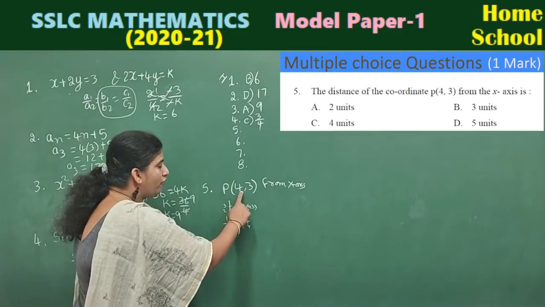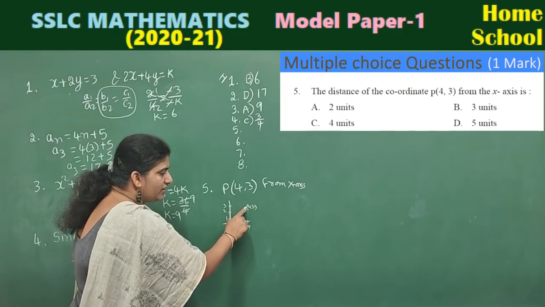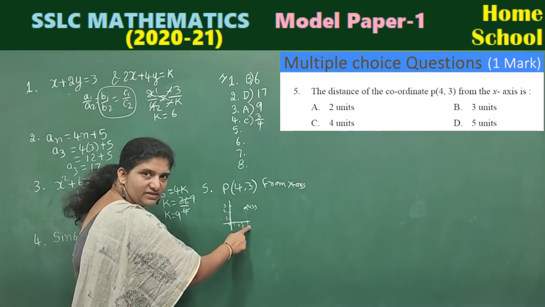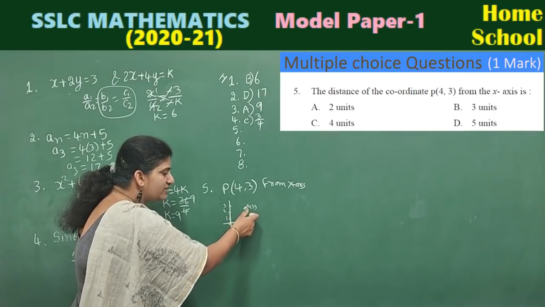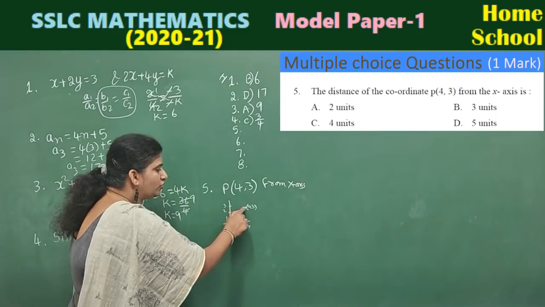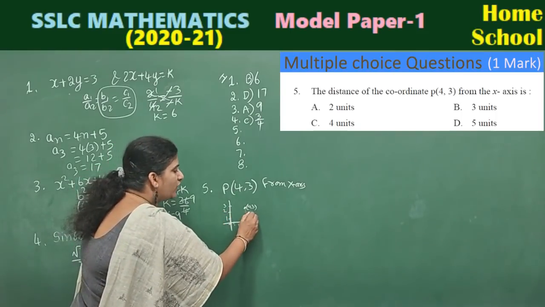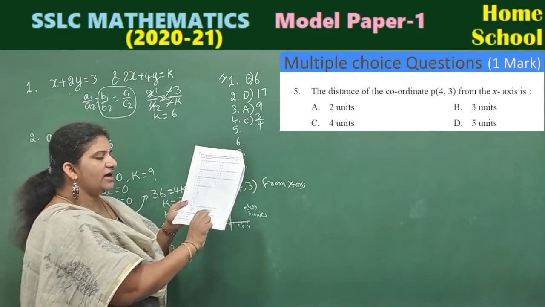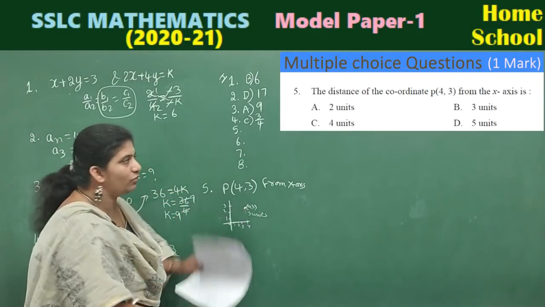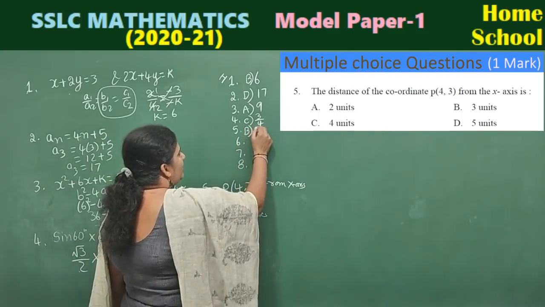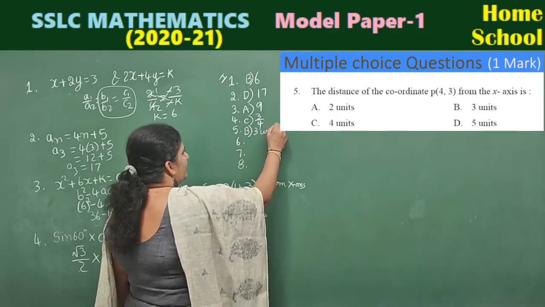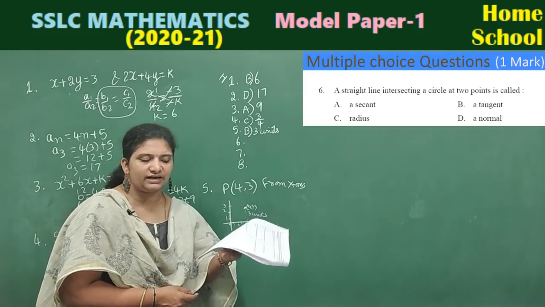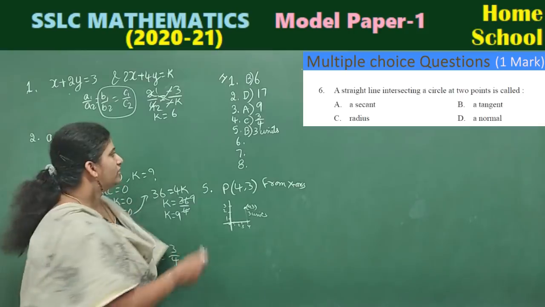Understand properly. 4, 3 point where it is? Here it is. And what is this distance from x-axis? From x-axis, what is the distance means? 1, 2, 3. Okay. So 3 units is the distance. Where is your answer? Your answer is option B, 3 units. Option B, 3 units. Sixth question, a straight line intersecting a circle at 2 points is called.